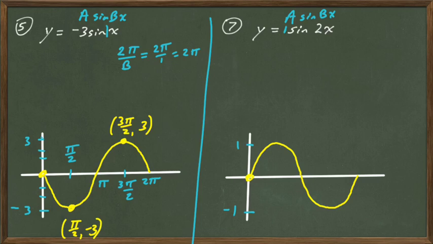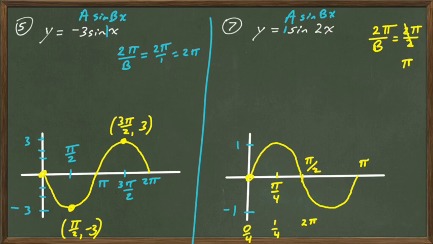Number 7, we have the amplitude to be 1. We know that the period is 2 pi over b. 2 pi over b, which is 2, makes the period just pi. So halfway would be 1/2 pi. 1/2 of 1/2 is 1/4 pi. Be very careful here. 0/4 pi, 1/4 pi, 2/4 pi, which is 1/2 pi. What would go here now? 3/4 pi and 4/4 or 1 pi.